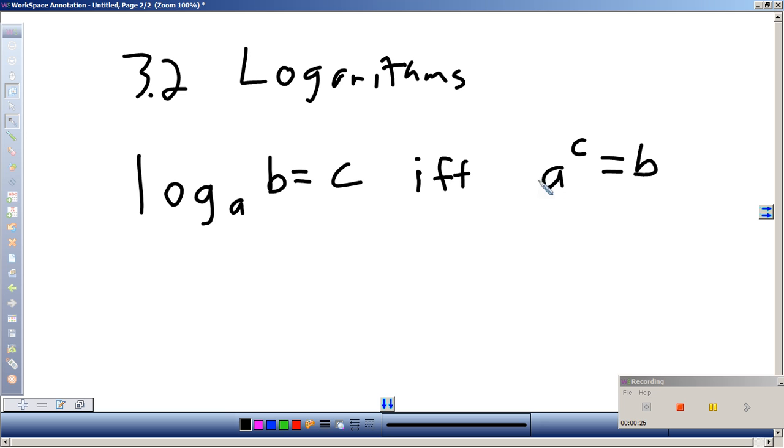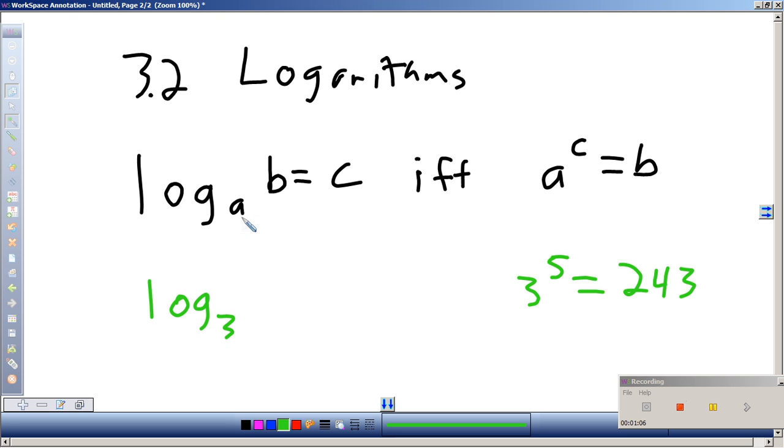So let's write a statement here. Give me a base. 3. Okay, give me an exponent. 5. What's 3 to the 5th? 243. Okay, so now we're going to rewrite it in logarithmic form. What is my base here? 3. So I'm going to write log base 3 of 243 equals 5.